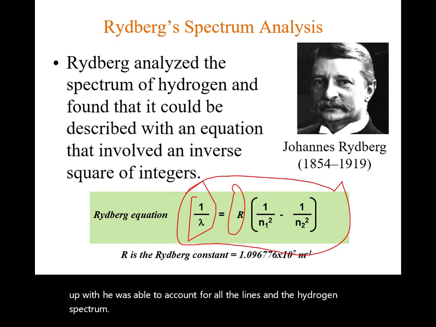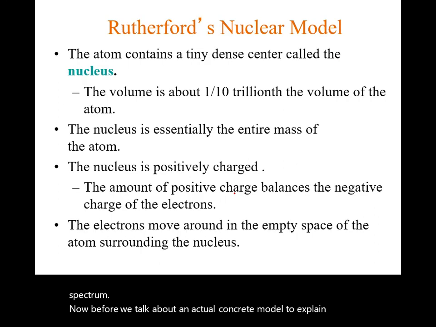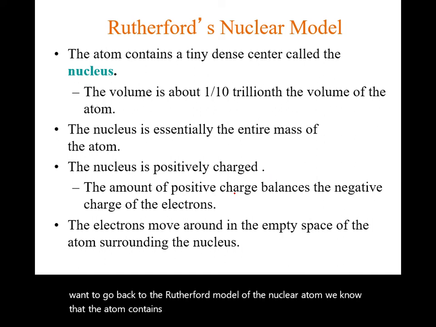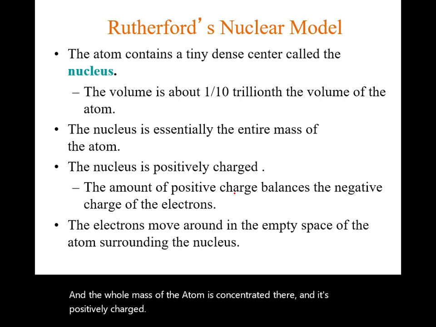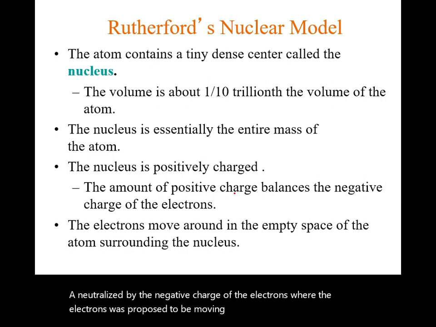Now, before we talk about an actual concrete model to explain this, I want to go back to the Rutherford model of the nuclear atom. We know that the atom contains a nucleus that is very, very, very small, and the whole mass of the atom is concentrated there, and it's positively charged, but that positive charge is neutralized by the negative charge of the electrons, where the electrons were proposed to be moving freely in the empty space. Unfortunately, there are problems with that model.